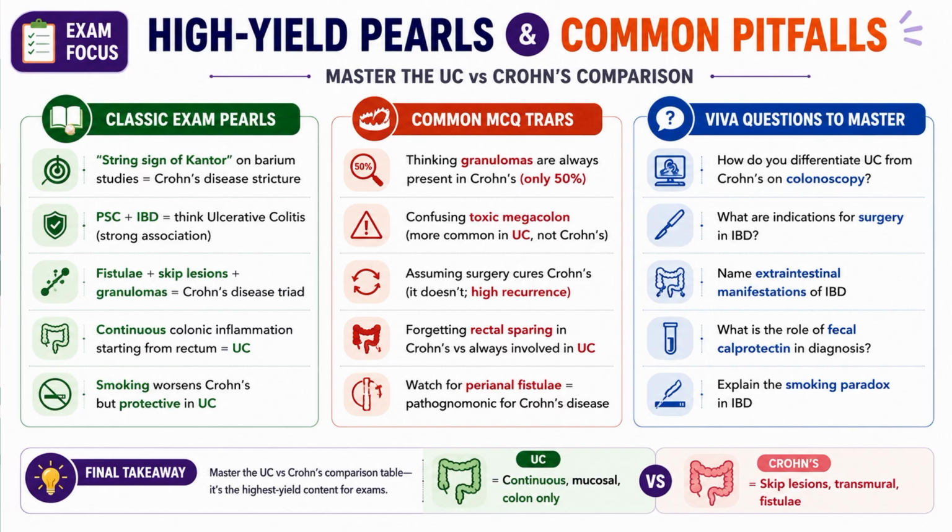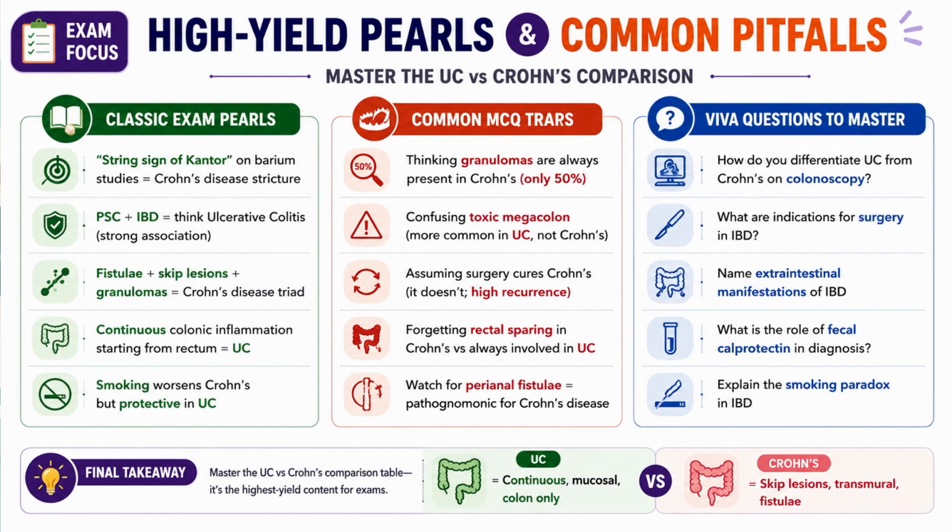Now let's finish with some rapid high-yield examples. The string sign of Kantor on barium studies suggests Crohn's disease stricture. Primary sclerosing cholangitis with IBD strongly suggests ulcerative colitis. The combination of fistula, skip lesions, granuloma always points towards Crohn's disease. Continuous colonic inflammation always suggests ulcerative colitis. Smoking worsens Crohn's but is protective in ulcerative colitis.